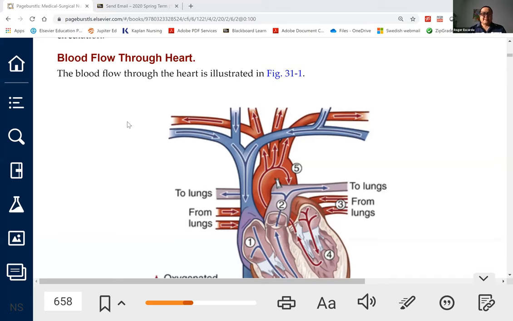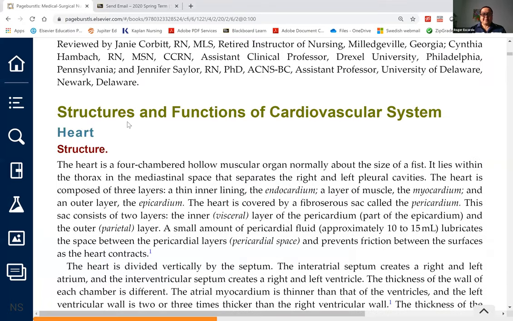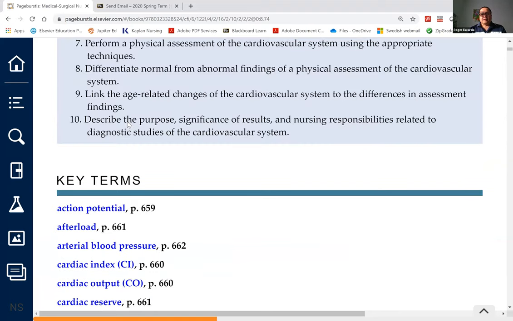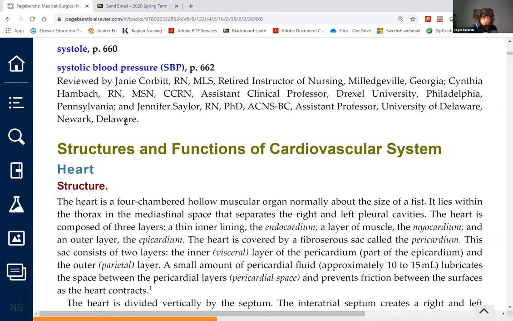All right, I have chapter 31 up. Chapter 31 all the way to chapter 37 are all perfusion problems, meaning the concept is the same. All of these patients have either a heart disease or a vascular disease. Vascular disease will include coronary artery diseases.